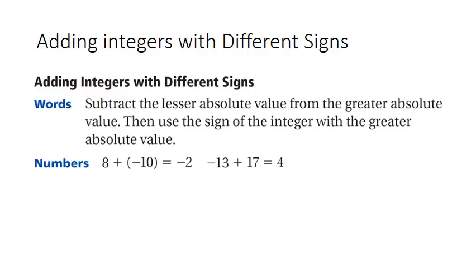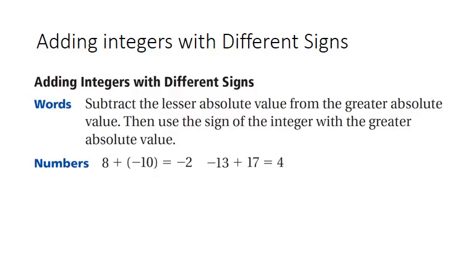Okay, so up until this point, we've been adding integers with the same sign. They were either both positive or they were both negative. But in this case, we're going to start moving into adding integers with different signs. So in that case that you have a positive number plus a negative number, or a negative number plus a positive number, how do we deal with that?